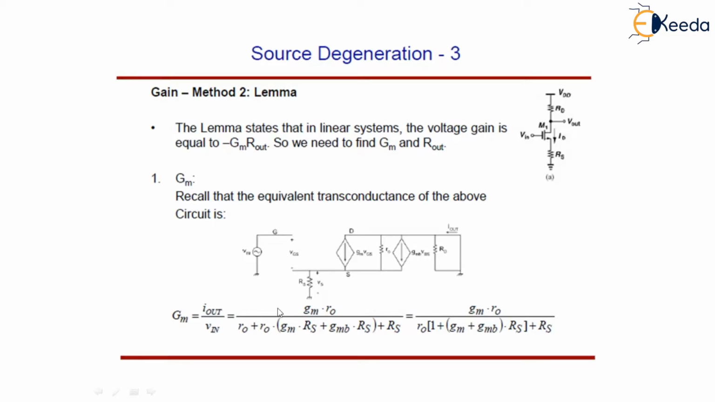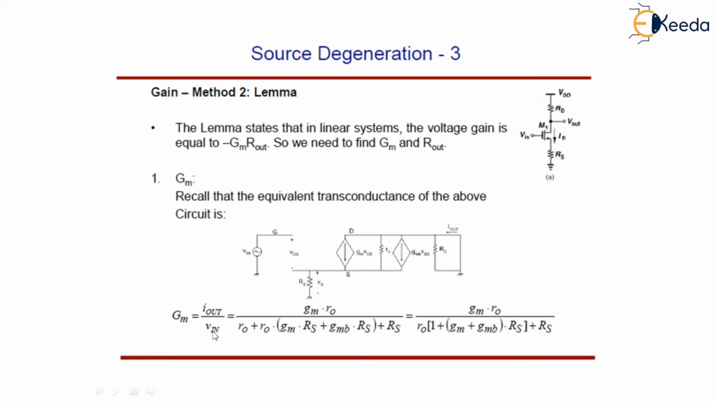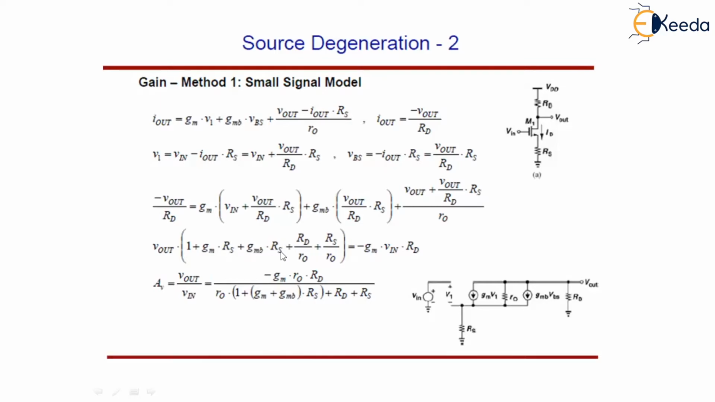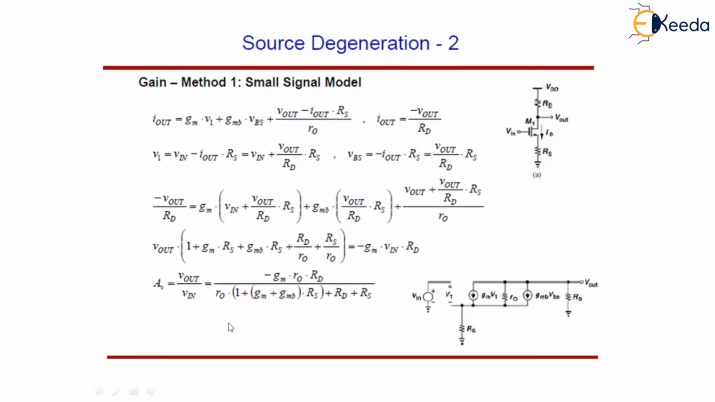Simply, we have calculated I out in the previous slide as this, and Vn as this. Simply we will solve this equation for I out upon Vn, and we will calculate it from this. Okay, what we have done, we have calculated the value of V out as I out into RD. Here we can write I out by RD, or in the voltage gain we can write this V out as I out into RD equals this equation to find the equivalent transconductance.